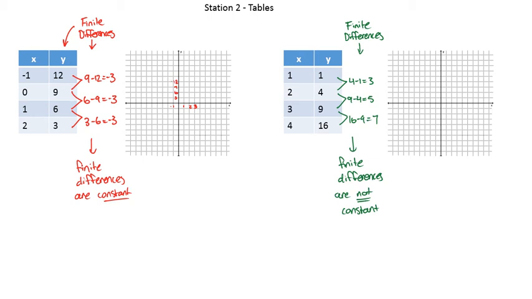So at -1, we have a value of 12. At 0, we have 9. At 1, we have 6. At 2, we have 3. And if we connect all those dots, that was a terrible line. If we connect all those dots together, roughly, don't have a ruler, then you'll see that this would appear to be a linear relationship. So when the finite differences are constant, we get a linear relationship.